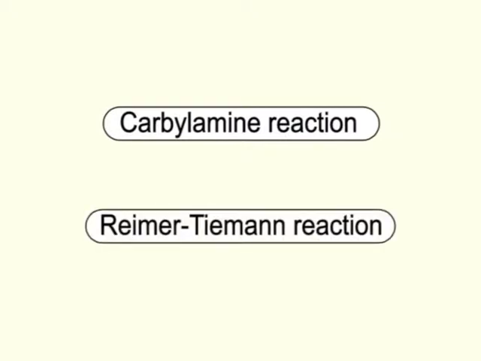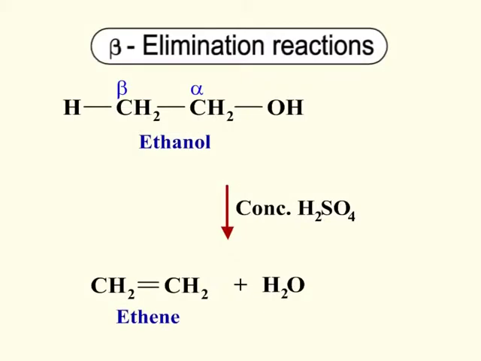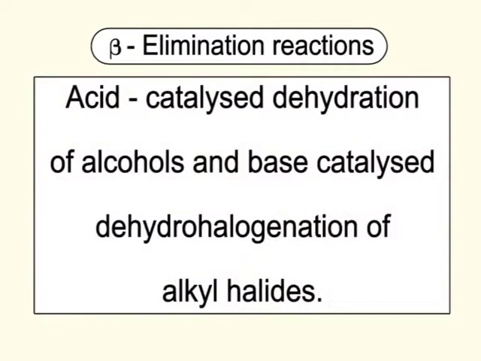Let us now learn about beta elimination reactions. In these reactions, the loss of two atoms or groups occurs from the adjacent atoms of the substrate molecule. For example, acid-catalyzed dehydration of alcohols and base-catalyzed dehydrohalogenation of alkyl halides.